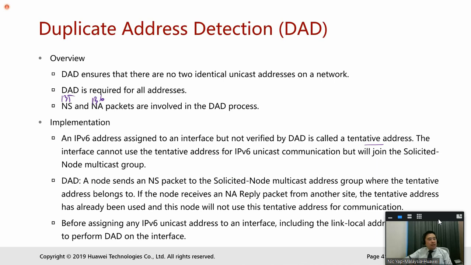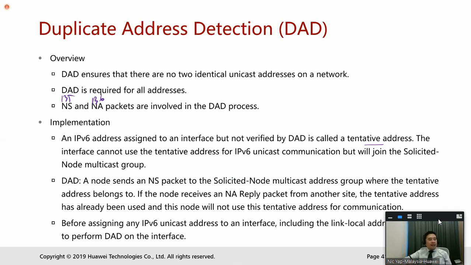So a node sends an NS packet to the solicited node multicast address group that the tentative address belongs to. If the node receives an NA reply from the other side, the tentative address has already been used, and this node will not use this tentative address for communication. So you can't use it because this address has been used by others. Let's say you get an NA reply. Let's say you did not get an NA reply, it means you are safe to use this address. Let's say someone replies to you with an NA to tell you, oh, I'm using this address as well. Then in this case, you cannot use it.